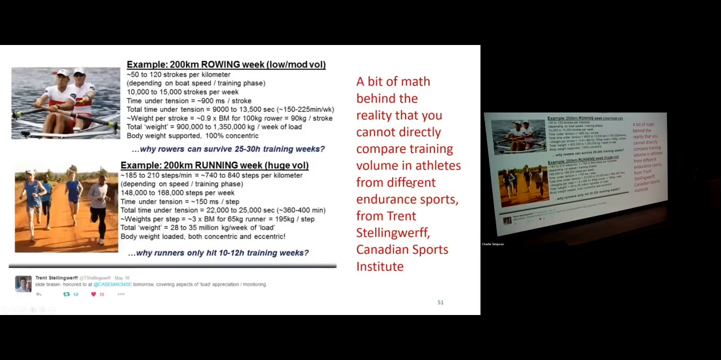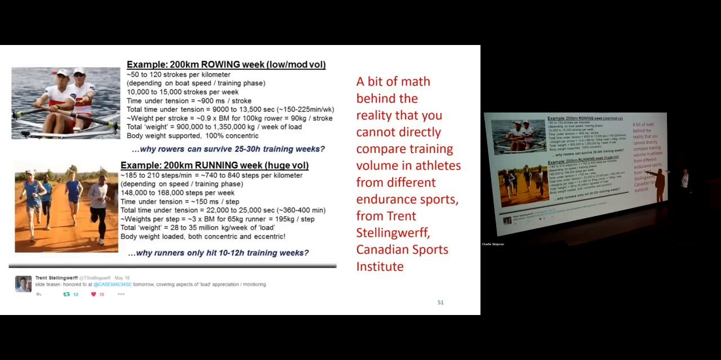And Trent Stellingwerff shows this. He takes us through a little calculation. I don't think you can see it super well, but he just measures. He says, well, the rower, he's at 50 to 120 strokes per kilometer, 10,000 to 15,000 strokes per week. The time under tension is about 900 milliseconds per stroke. So he goes through this math to come through to some kind of a load in kilograms. And it's 900,000 to 1.3 million kilograms per week.